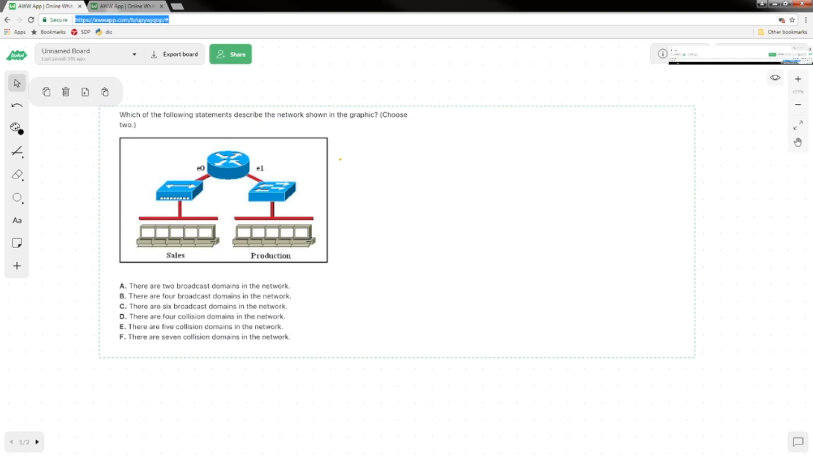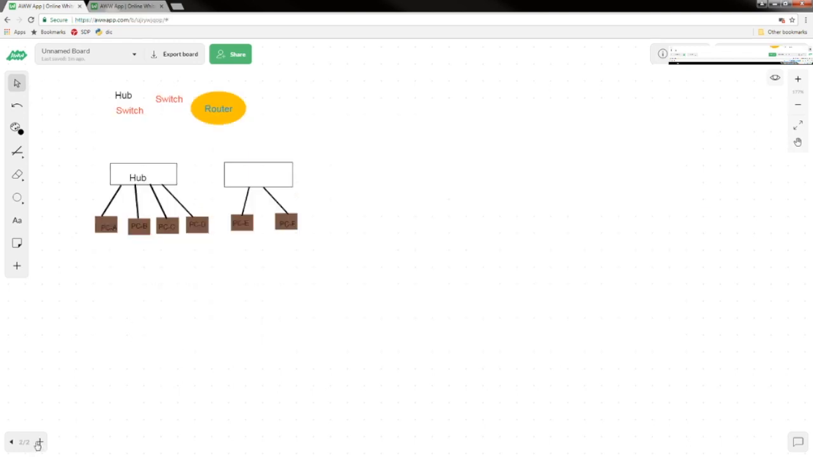In this case we have been asked to calculate the number of collision domains and broadcast domains. Let's do a quick recap on collision domain. A collision domain is a segment of a network where only one device can talk at a given time.